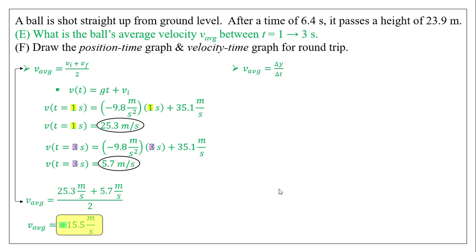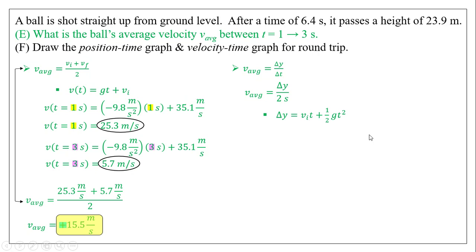The other way to do it is simply by using displacement over time. To find average velocity, you need displacement over time. Well, I know my time is 2 seconds. That's easy to do. The difference from 1 to 3 seconds is just 2 seconds. But I don't know what my delta y is. I don't know what my change in position is during this time interval from 1 to 3 seconds. Well, I can use the displacement function. So delta y is VIT plus 1 half gt squared.